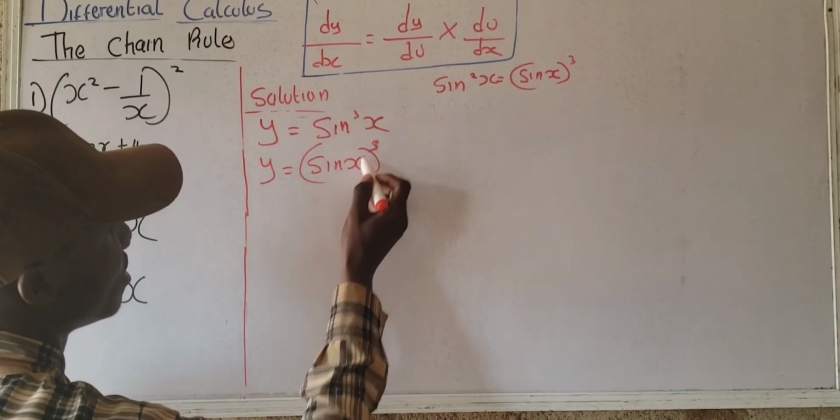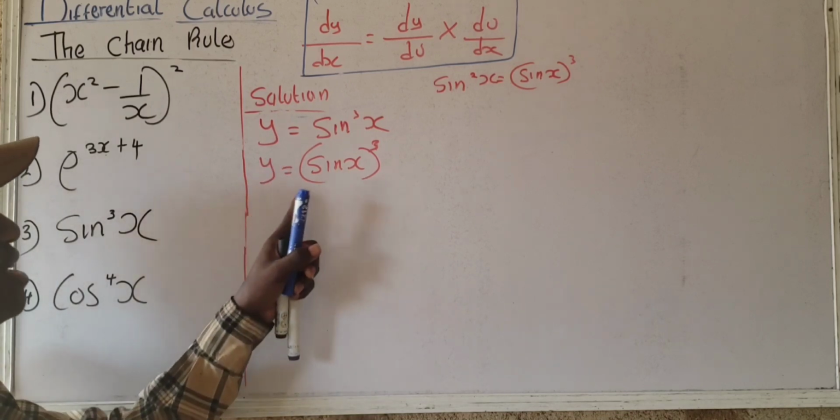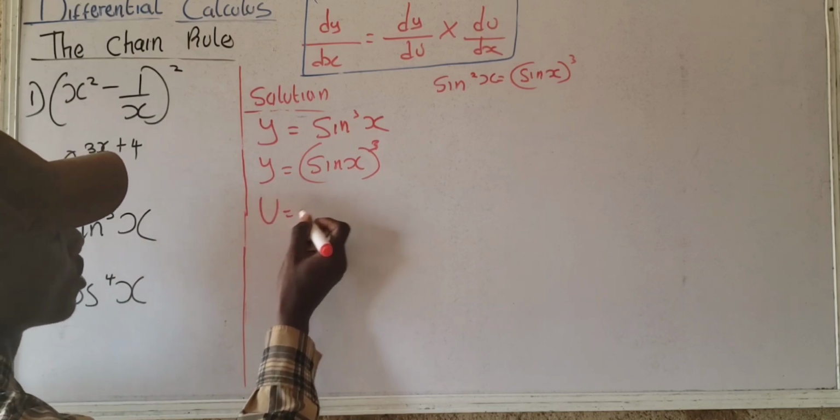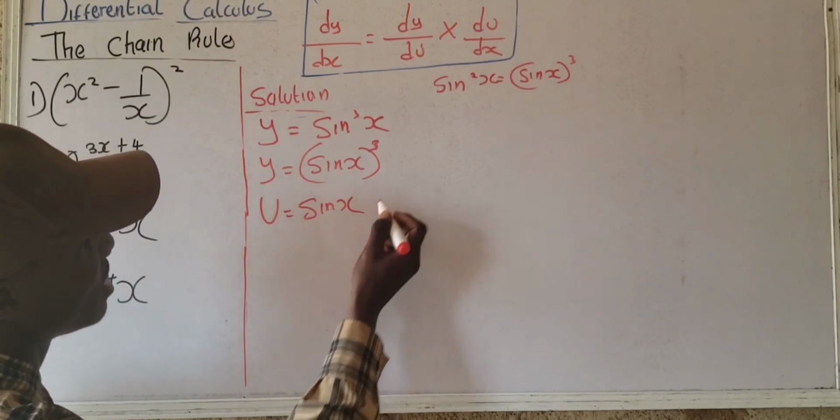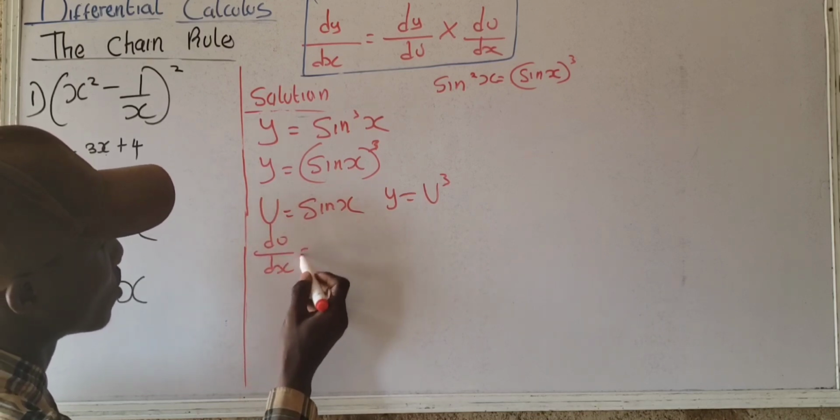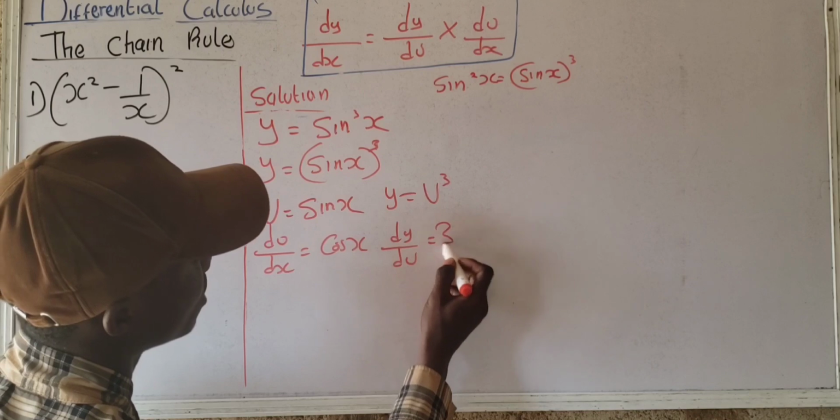Now, to differentiate this function, all you have to do is set the inner function, which is sine x, equal to a letter. In this case, I'm going to make use of u. So let u equal sine x. That means that y will be equal to u raised to the power of 3. The du over dx is equal to cos x, and the dy over du is equal to 3u squared.